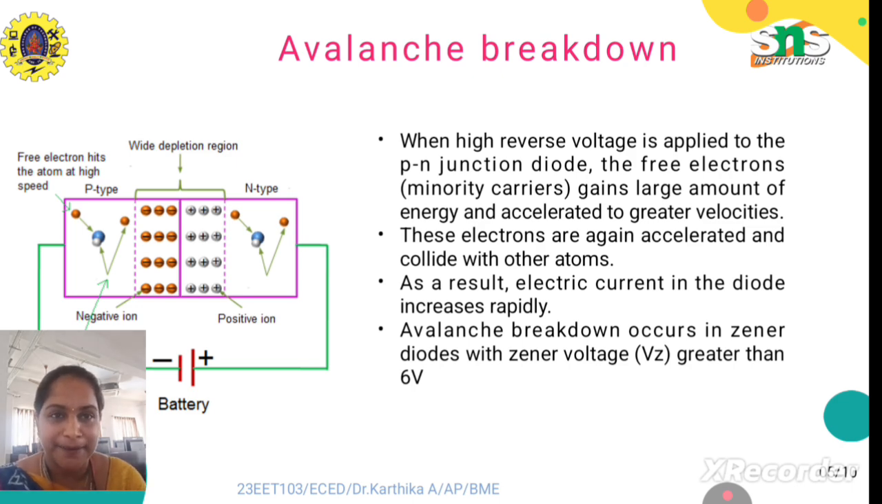See the diagram. We have P type, N type, and we have negative ions and positive ions. Free electrons hit the atom at a high speed. Here, the negative ion starts moving to the other side. The avalanche breakdown occurs in Zener diodes with the Zener voltage Vz greater than 6 volt. Remember that.